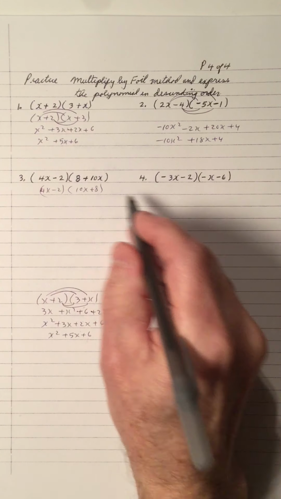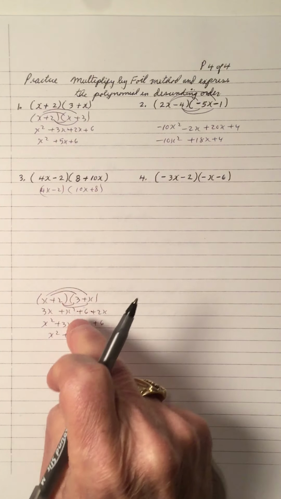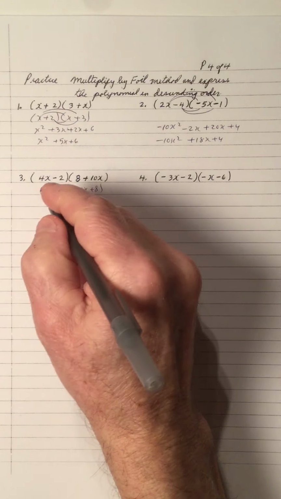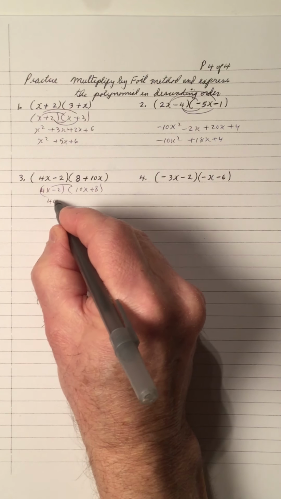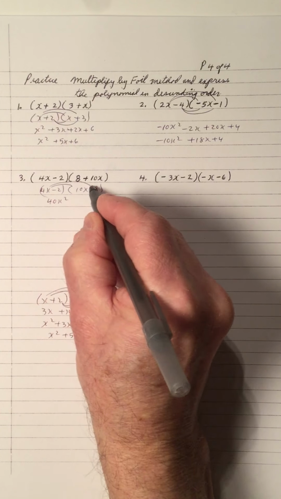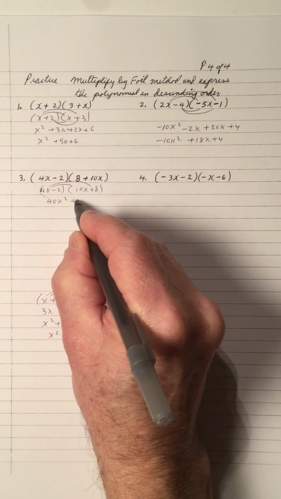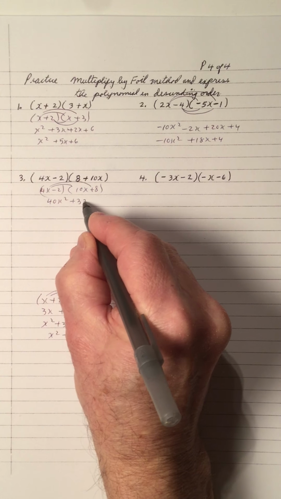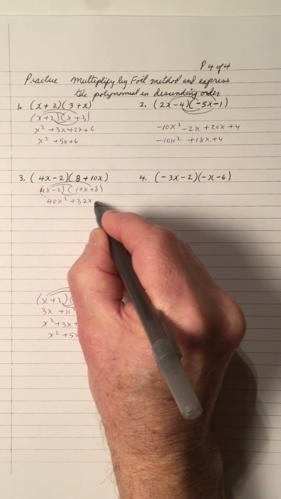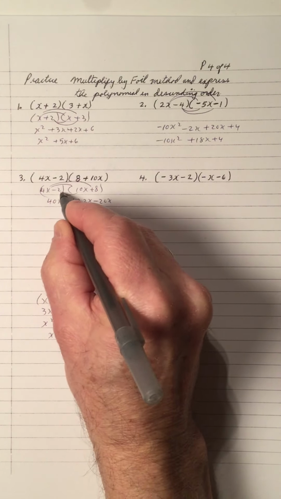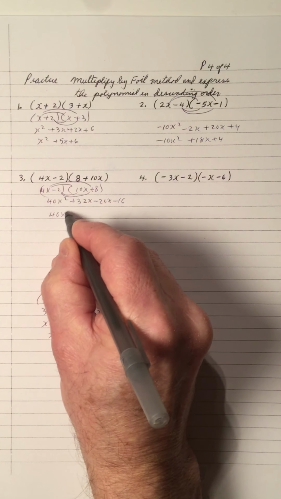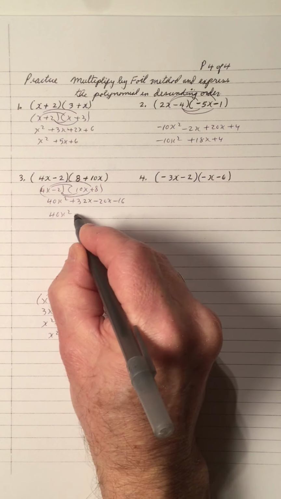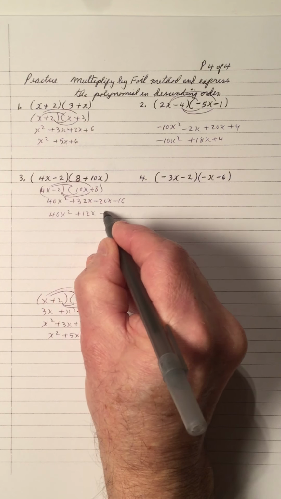Your choice. You can multiply as is, and then remember this. So it's your choice. You can change them and multiply. So that's a 40x squared. And that gives you positive 32x. That gives you negative 20x. And that gives you negative 16. And you can only add like terms. So that's a plus 12x.